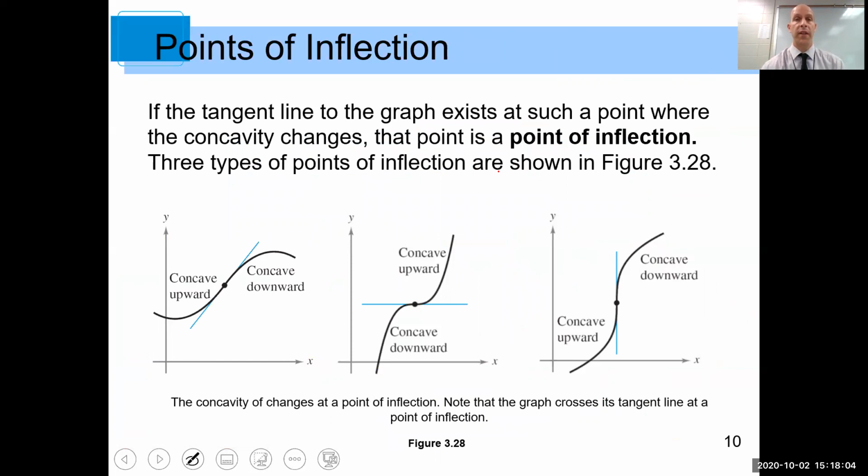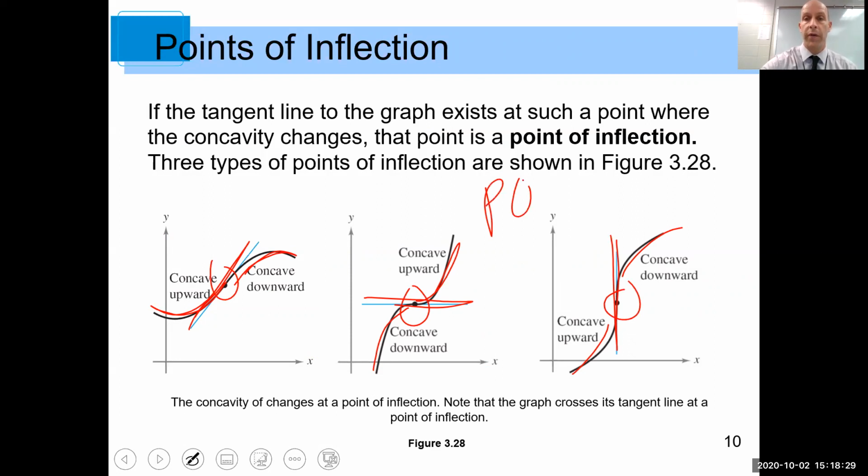Okay, so let's talk about points of inflection. If the tangent line to the graph exists at a point where the concavity changes, in other words, you have a tangent line, but the concavity changed from up to down in this example, from down to up in this example, from up to down in this example, we call this point a point of inflection. You'll see me often refer to it as a POI, a point of inflection.